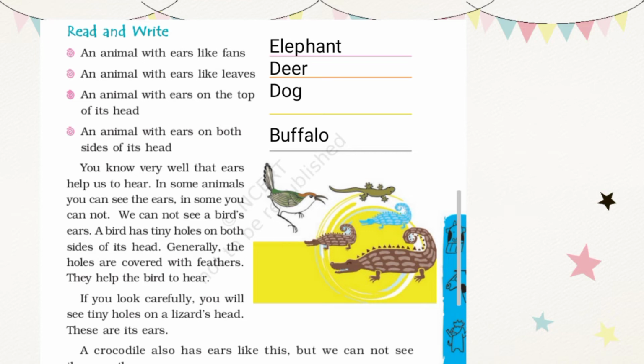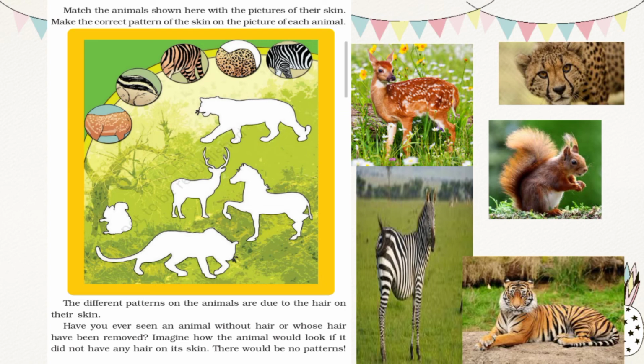If you look carefully you will see tiny holes on a lizard's head. So these are its ears. A crocodile also has ears like this but we cannot see them. So for all the animals whose ears we can't see, it doesn't mean that they don't have ears. They have ears in the form of small holes. They are either covered with feathers in the bird, and we can also see some small holes on the lizard's and crocodile's head. Those are nothing but the ears of the animal.